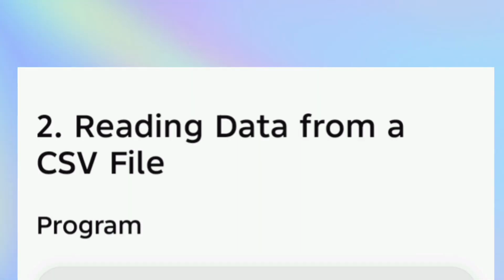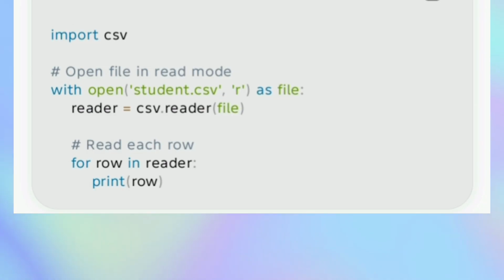Reading data from a CSV file. Example Python program. Open the file in read mode: with open('student.csv', 'r') as file. reader equal to csv.reader(file). Reader is a method or function name, and the file is passed as the parameter. For row in reader: print(row).